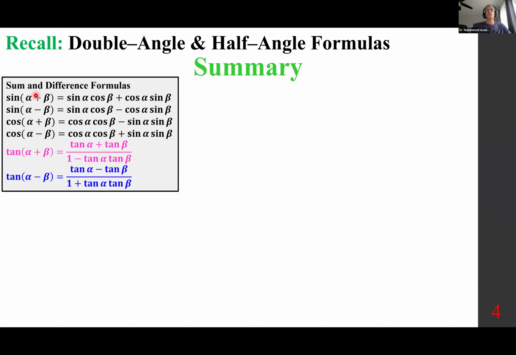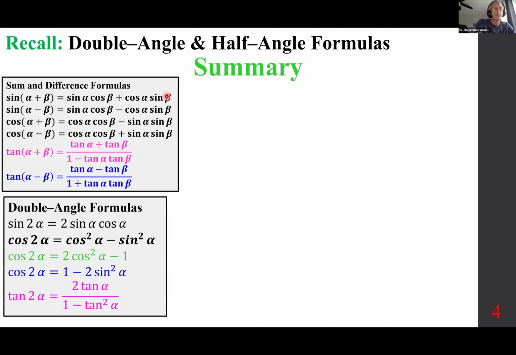We looked at sum and difference formulas. For example, sine of alpha plus beta is sine alpha cosine beta plus cosine alpha sine beta, and the rest of it. If we replace the beta with alpha, it gives rise to sine of 2 alpha, the double angle formula. If I put alpha here, it becomes sine alpha cosine alpha plus cosine alpha sine alpha, which is 2 sine alpha cosine alpha. The rest of them follow in the same manner. So we have the double angle for sine, cosine, and tangent.